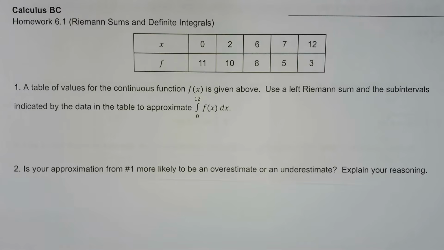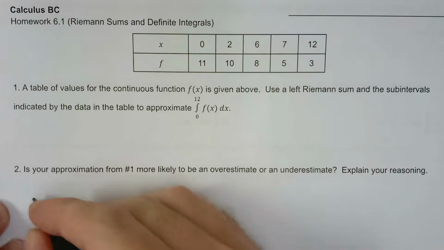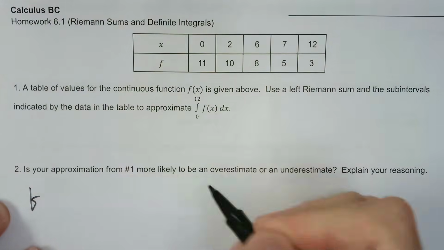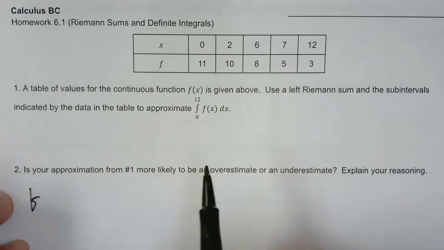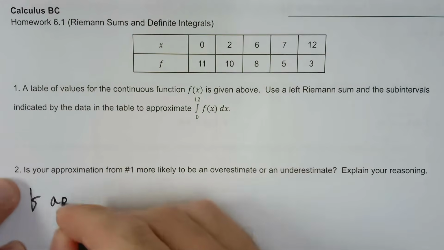And then as to whether or not I'm more likely to be an overestimate or an underestimate, let's look at the values of f. Okay, 11 to 10 to 8 to 5 to 3, f is decreasing. Okay, so f, I guess I don't know that because there's not a whole lot of info about f besides its values at these selected points. So I'm going to say f appears to be decreasing.